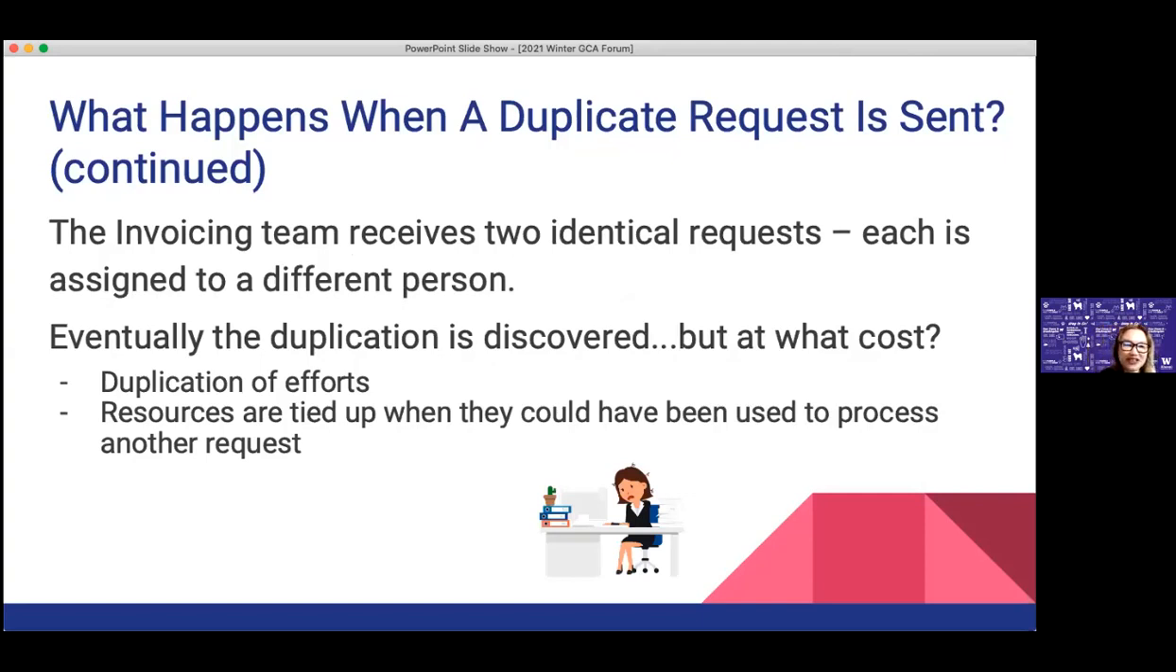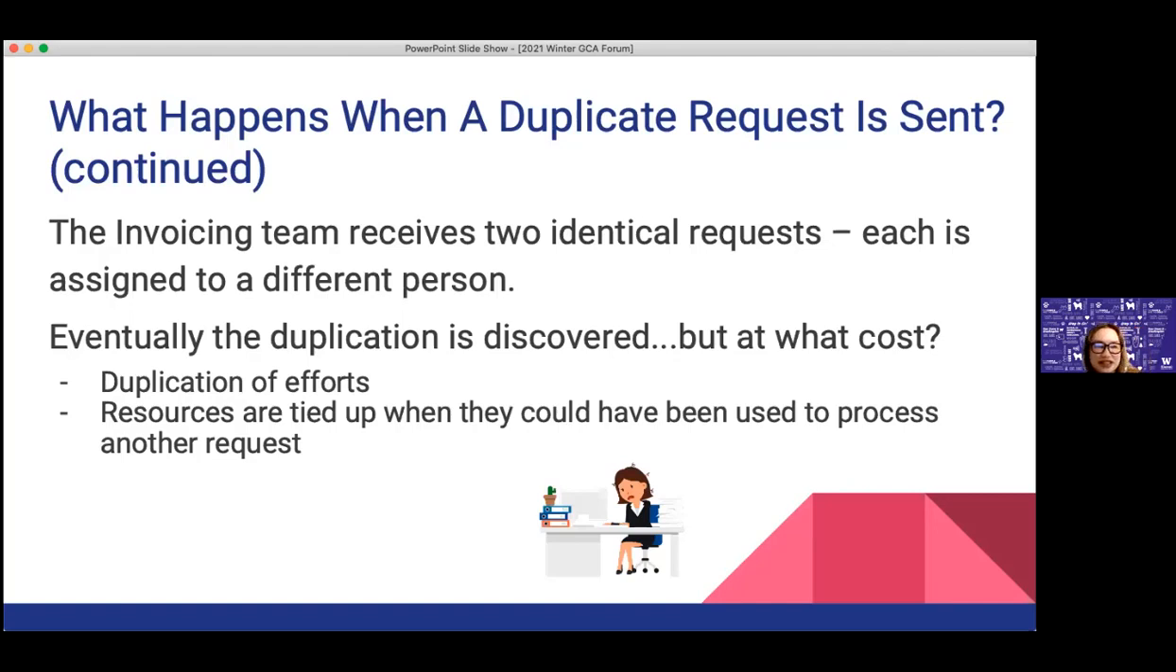So at this point, the invoicing team now receives 2 identical requests, and each is assigned to a different person. Liz, when she routes hers, will get one number. Michelle, maybe an hour later, does hers, and it'll get a completely different number. So we can't really sort through that and realize that there are identical requests. The manager sees it and assigns it to somebody, and so now you've got 2 people in the invoicing team working on the request.